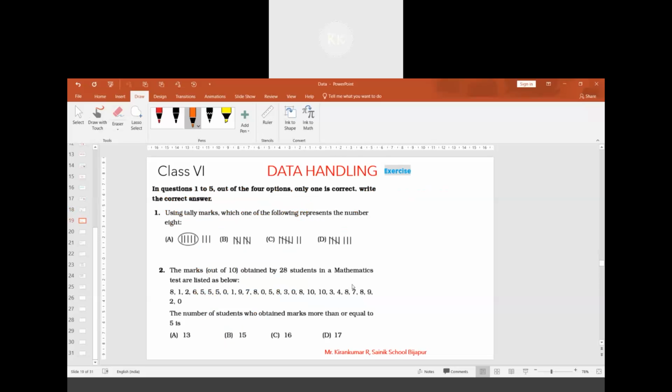Now I have brought you some questions which are not from the textbook. These are from the exemplar. I am taking this because your textbook questions, Sheila Tarakan madam will take. These questions I am going to tell.